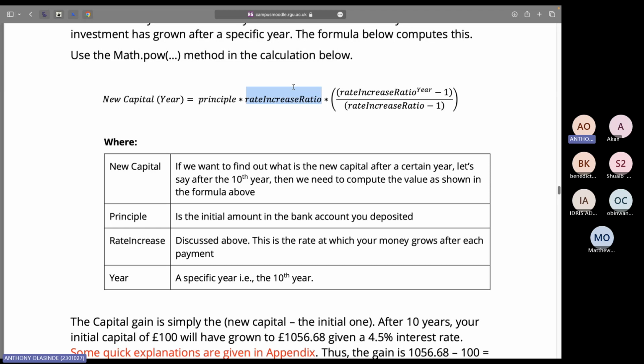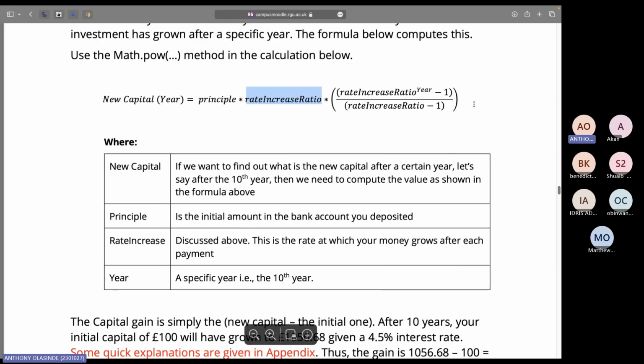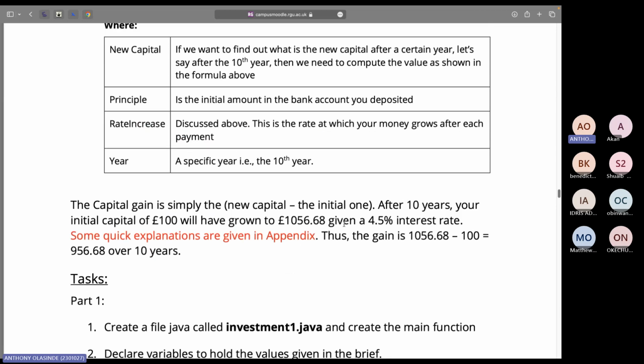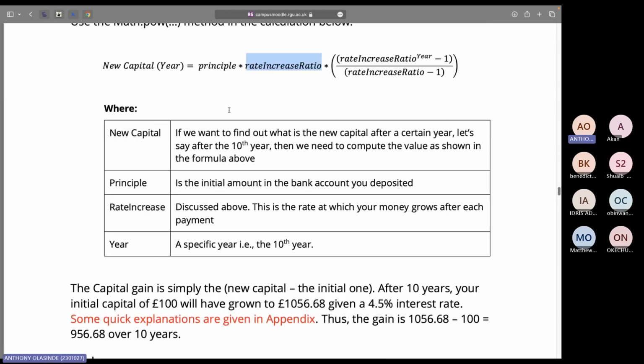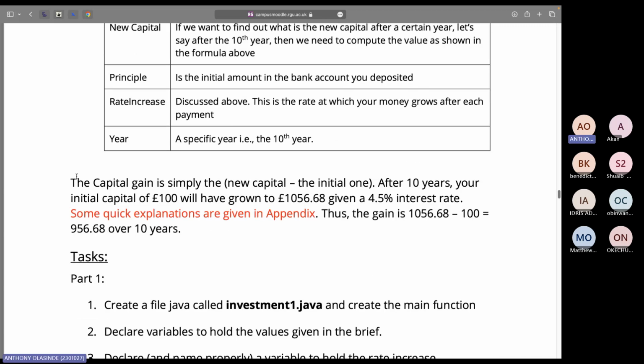So the first one is to calculate our rate increase ratio. This is where we are going, but we need a way to get the rate increase ratio first. Following the instructions, they said declare variables for all the values given in the brief. So this is the value, this is the year, and this is the interest rate. Those are the three things you need to calculate the new capital.